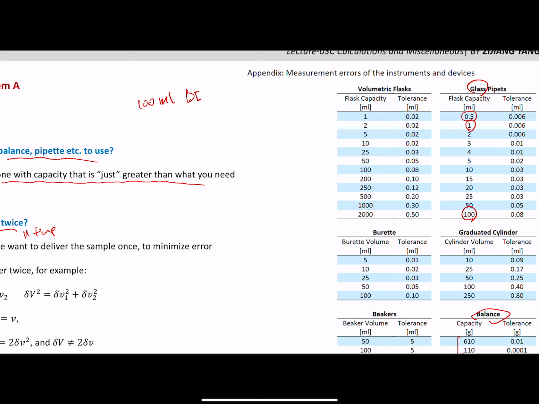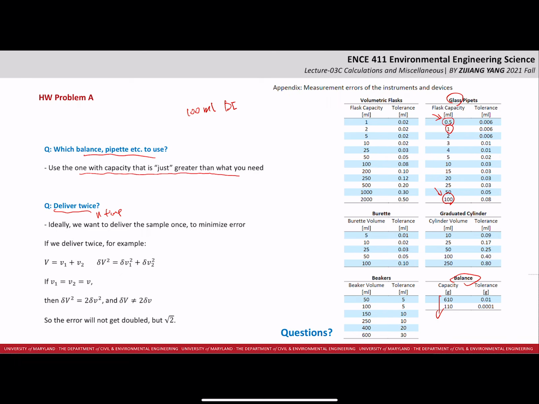Do you guys think it will make a difference? If I do this 200 times versus one time, will it make a difference? Yes. What will the difference be? Error. The more times you do it, the more likely you are to make a mistake somewhere. Yes, that's the point. So ideally, we want to deliver the sample as few times as possible to minimize the error.